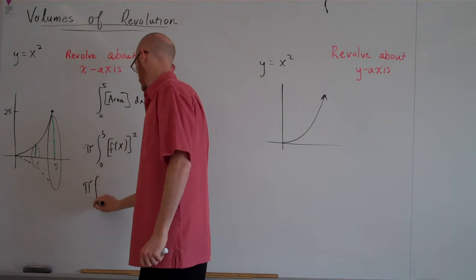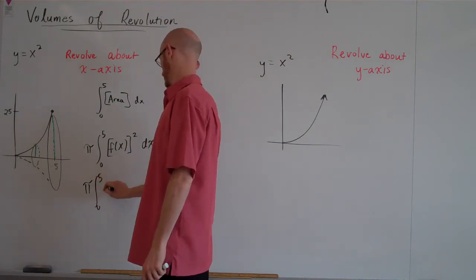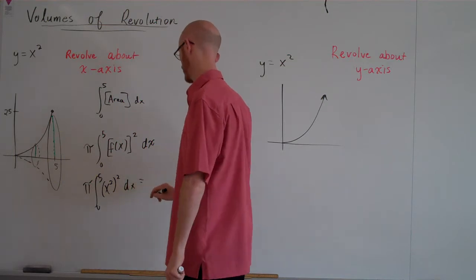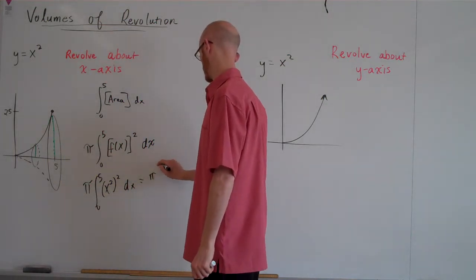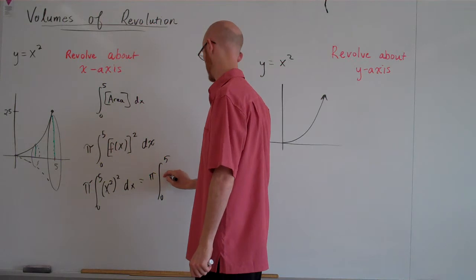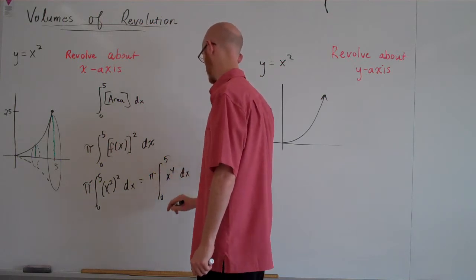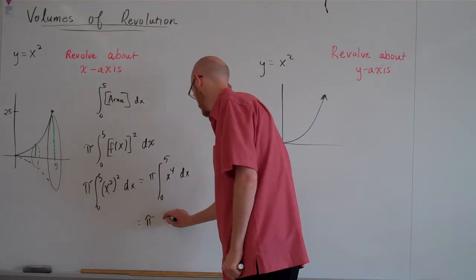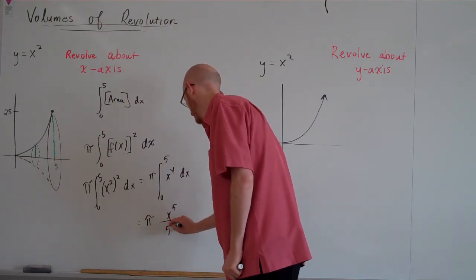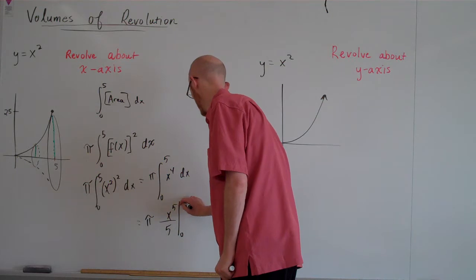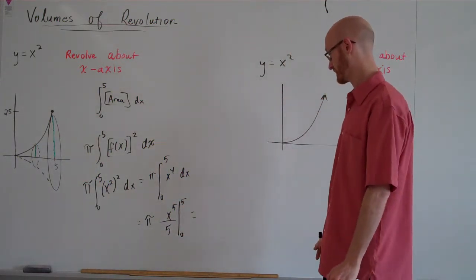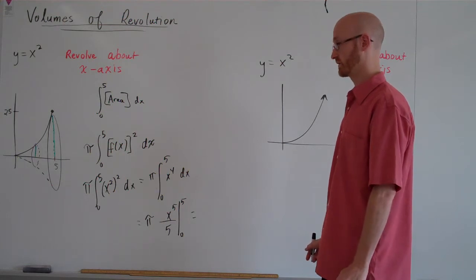So pi from 0 to 5, x squared squared dx, which is pi times the integral from 0 to 5 of x to the 4th dx. And then from there you get pi times x to the 5th over 5 evaluated from 0 to 5. And then you get an answer from there. So I guess that's 5 to the 4th.